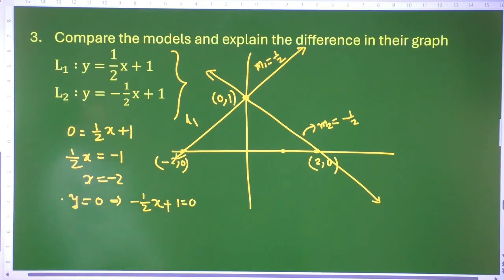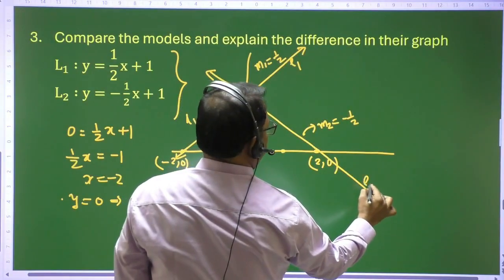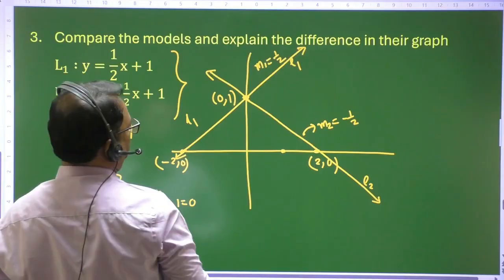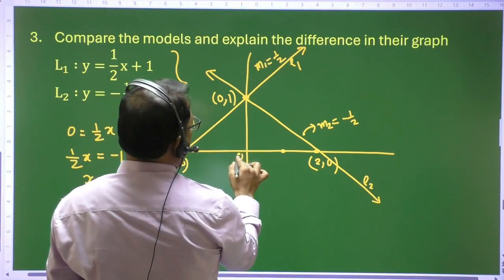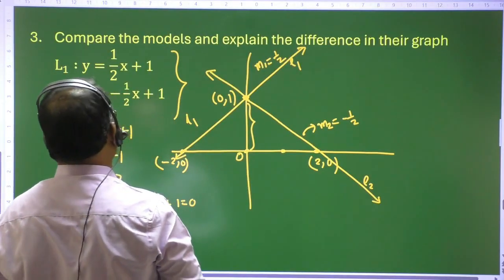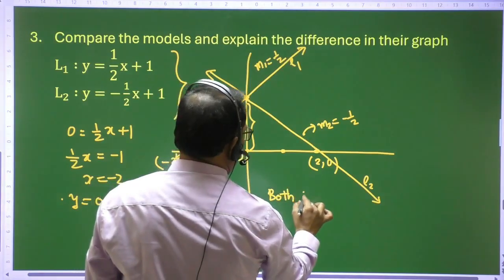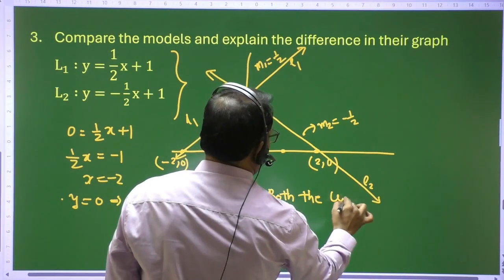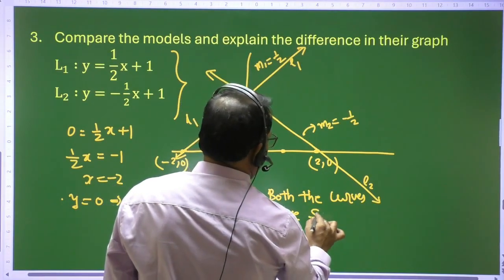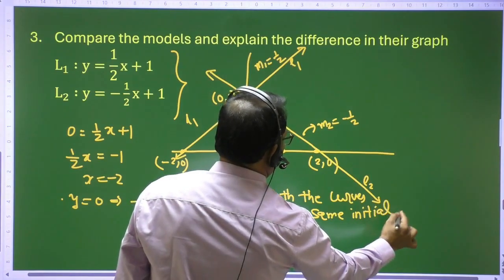Okay. So now one indicates this line L1 and this line is L2. So what they indicate, when I plug x is 0 here, then both have the same initial value. So both the curve, my observation, both the curve have same initial value.